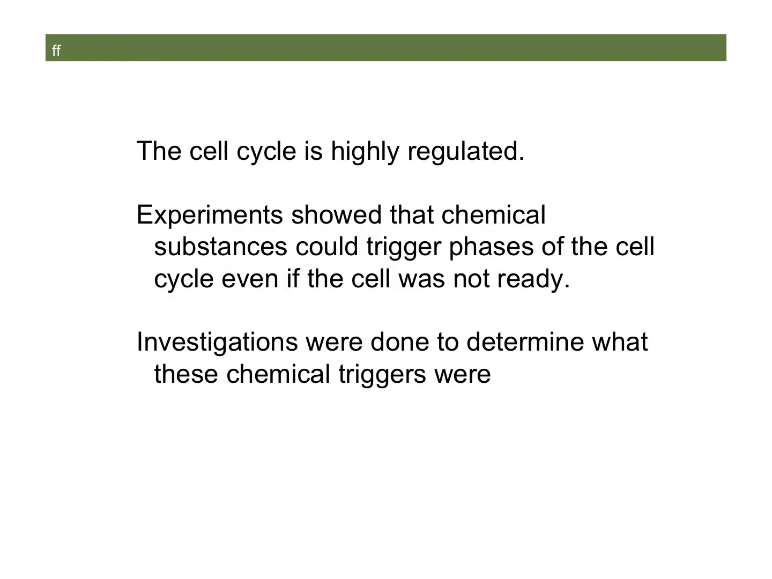The cell cycle is highly regulated. It means that it is controlled. The cell cycle doesn't run all the time. It's controlled when it happens. Experiments showed that the chemical substances could trigger phases of the cell cycle even if the cell was not ready for it. So basically they could take the chemical triggers or the chemical substances and inject them into another cell.